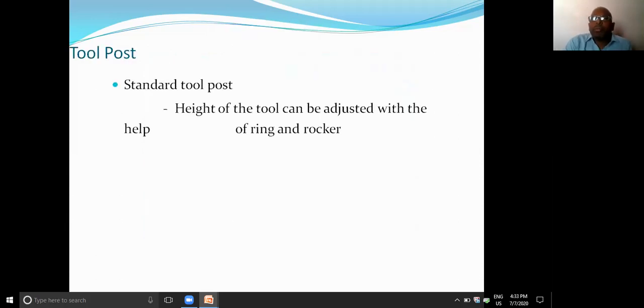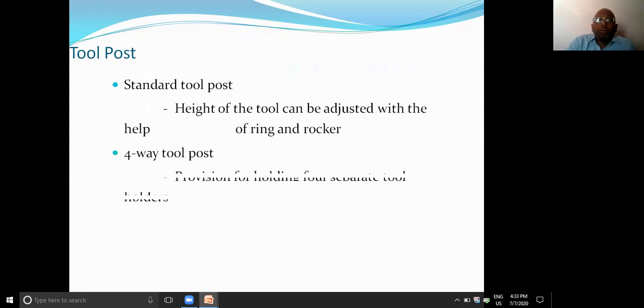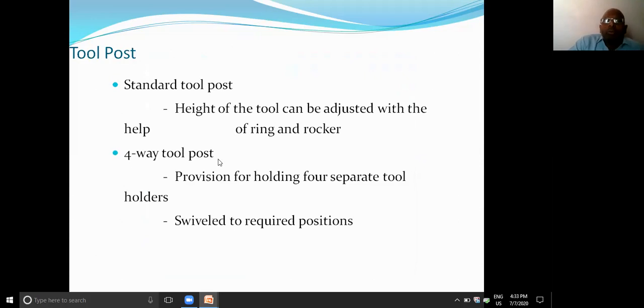The height of the tool can be adjusted with the help of a ring and rocker, whereas the 4-way tool post has provision for holding 4 separate tool holders. It can be swiveled to the required position. This is the advantage of the 4-way tool post, whereas for the standard tool post, swiveling is not at all possible.